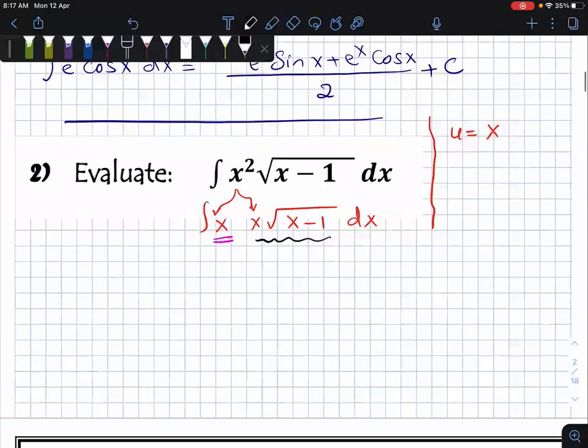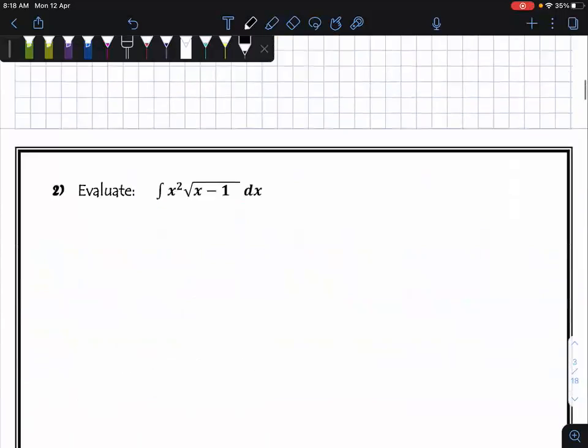So du is equal to dx, and the other part, dv, is equal to x root x minus 1 dx. Listen carefully, guys. If we integrate both sides, on the left side we're going to get v, and on the other side we should use u substitution, right?